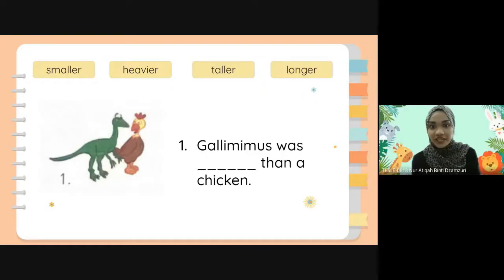Okay, just fill in the blank. Read and fill in the blank. Okay, Damia Aina, well done. Okay, read. Gallimimus was taller than a chicken. Okay, are you sure with the answer?